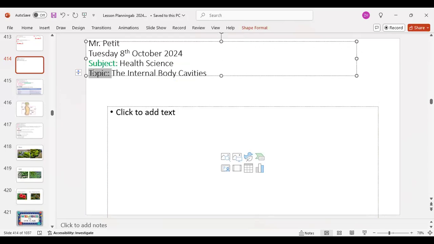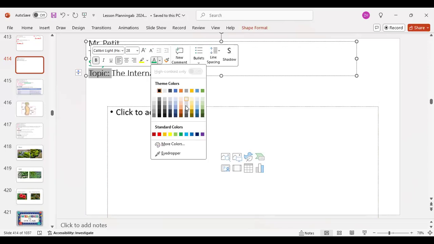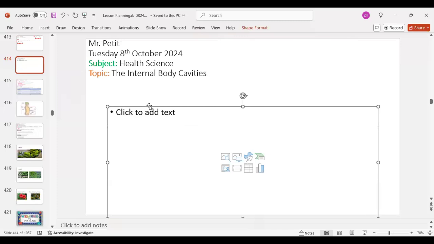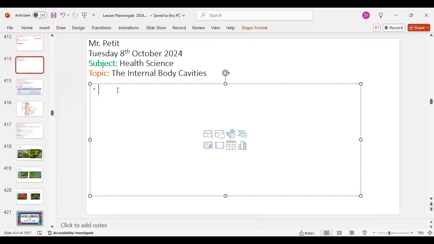The internal body cavities. How many persons ever learned about the body cavities before? I did. You did? All right. How many persons don't know what we're talking about when we say body cavities? I don't know what you're talking about. Are you talking about teeth cavities? No, not teeth cavities.